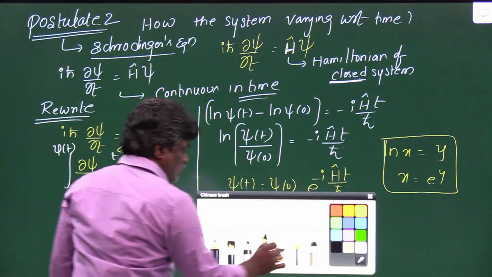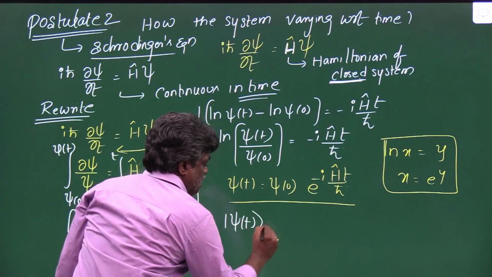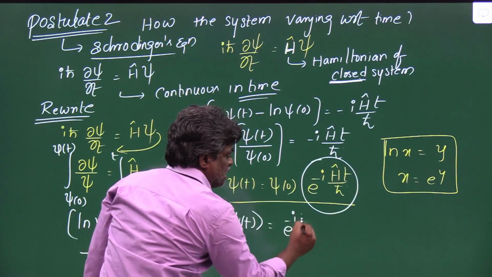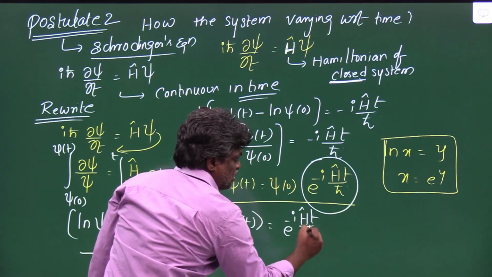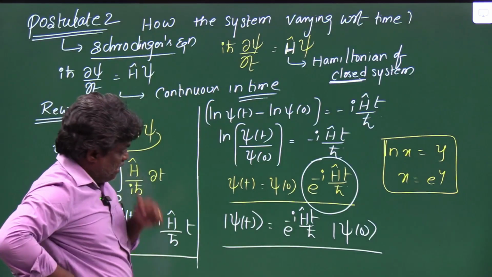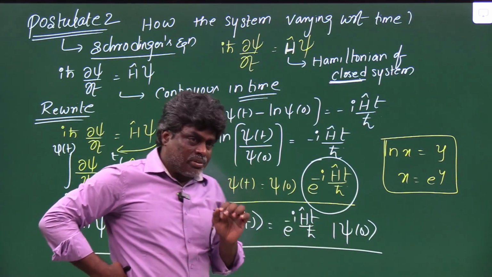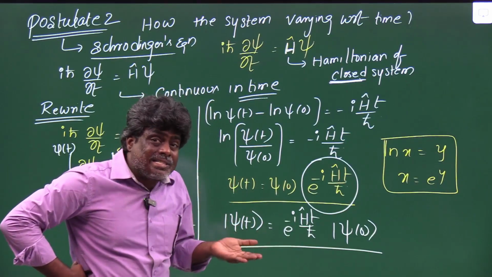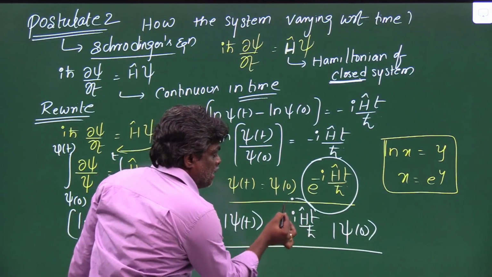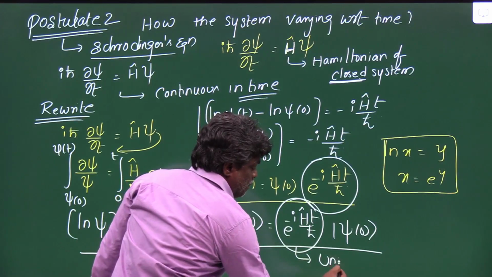Now I would like to write in the Dirac notation psi of t equal to, this is my operator, e raised to minus iota H t by h cross into ket psi of 0. Okay. If I know the wave function at a time t equal to 0, if I want to get the system state after some time t, I have to multiply with an operator. This operator is unitary operator.